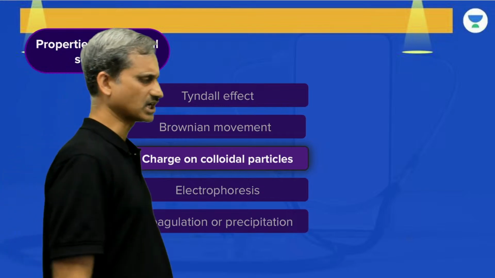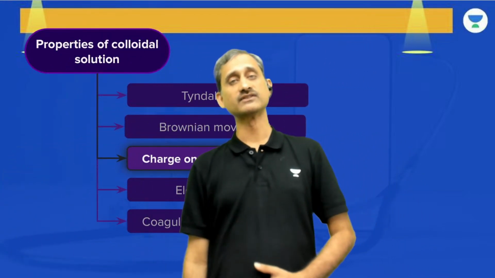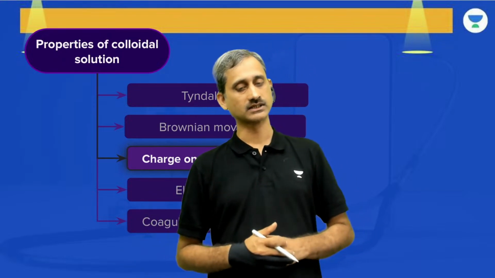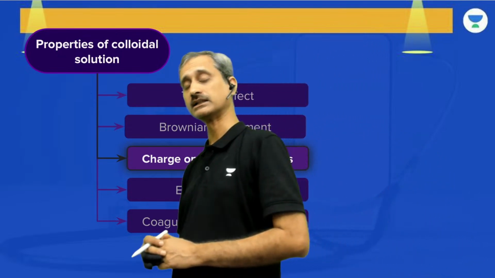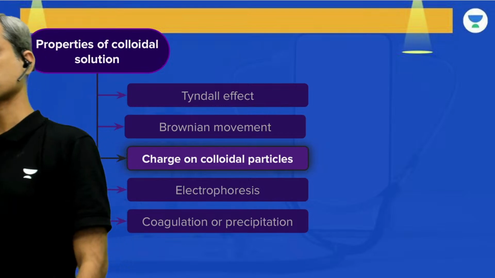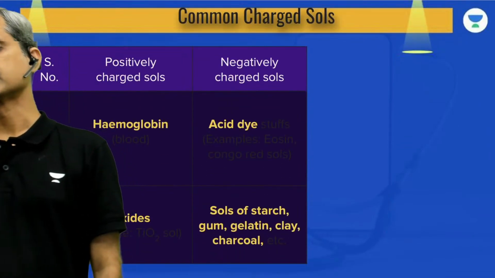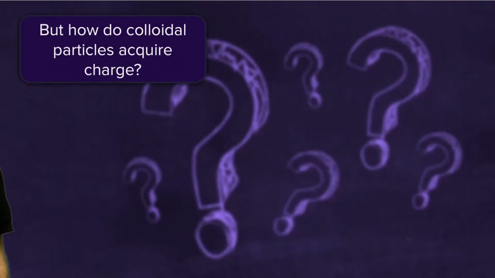Now, to get along with the charge on the colloidal particles. What happens is that certain ions get adsorbed on the surface of the colloidal particles. Depending on the charge of the ions, the colloidal particles are going to get a specific charge. It could be negative, it could be positive, and so it is going to form positively or negatively charged colloids.